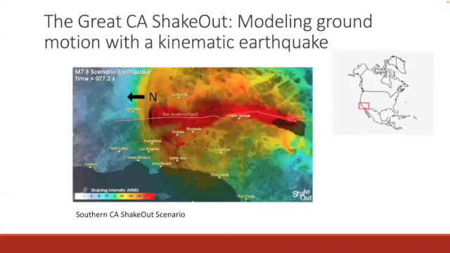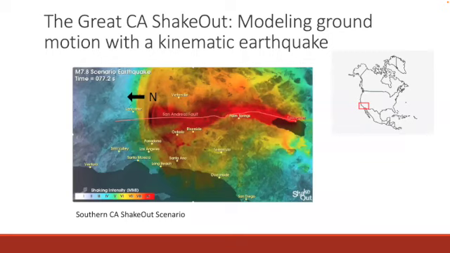This is a snapshot of the shaking intensity predicted by a ShakeOut scenario magnitude 7.8 earthquake on the San Andreas in Southern California, which was put together as part of an earthquake preparedness campaign in 2008. The fault is shown in pink here in the middle. North is pointing to the left, and the color shows shaking intensity, with dark red indicating the highest shaking intensity.